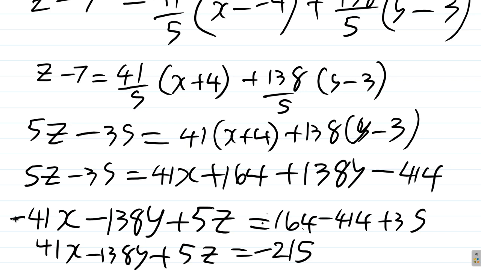Should be negative 41x. I have to be trying to kill mosquitoes. They're plentiful. Alright, so it's negative 41x minus 138y plus 5z, which is already on the right, equal to 164 minus 414 plus 35. Negative 41x minus 138y plus 5z equals that.